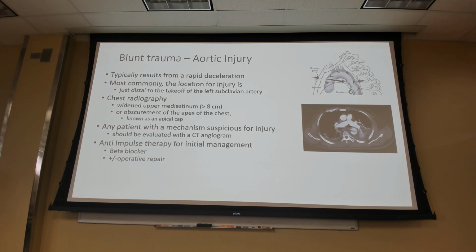Obviously, if we suspect this and they're stable, we're going to get a CT angiogram of that aorta. We also need to think about anti-impulse control, which I think we talked about before with other aortic injuries and dissections, but they need a beta blocker. Then we need to look at that imaging, if they're stable enough, and decide whether they need to go to the operating room and whether we can repair it immediately, whether they can wait, or whether we can just monitor them. These are usually pretty significant injuries with significant bleeding, and typically they don't make it to the hospital. But when they do, they require significant resources from our hospitals.